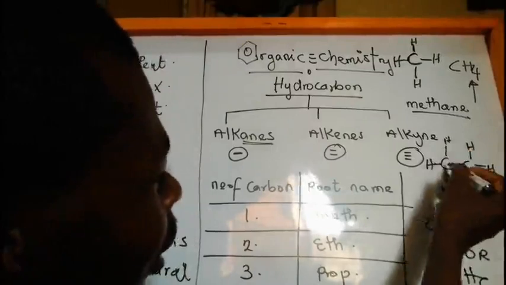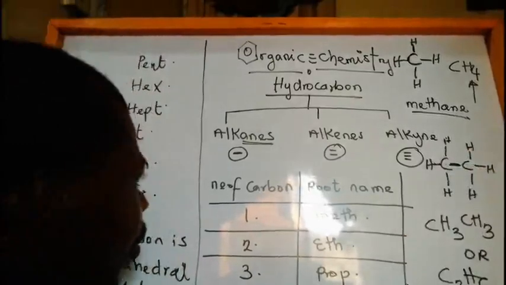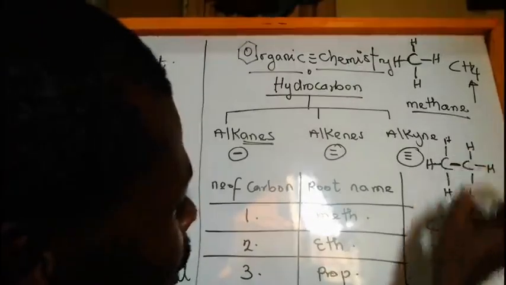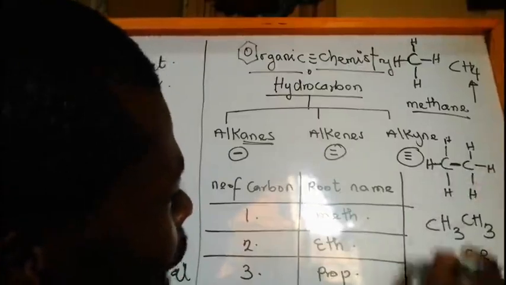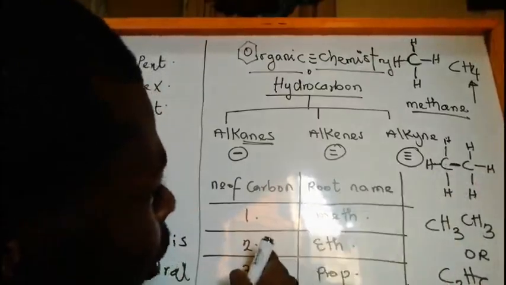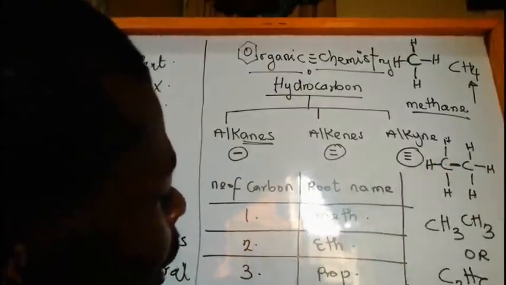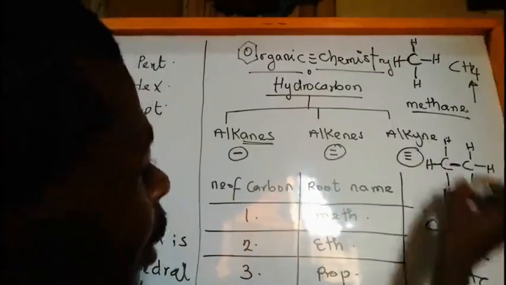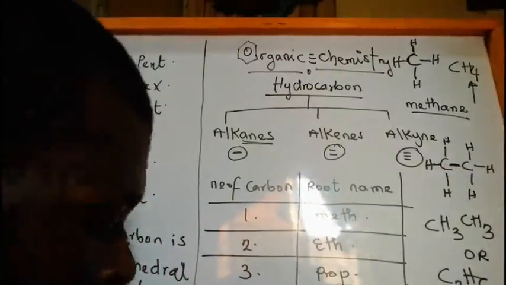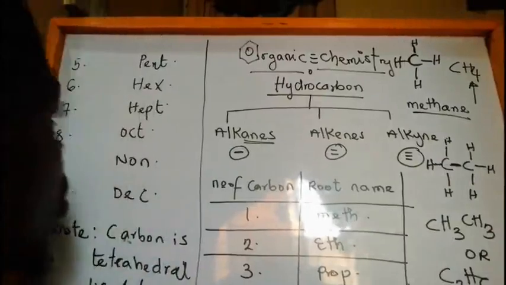So this is a carbon-carbon single bond also. The root name is going to be eth, because it has 2 carbon atoms, and then it is a single bond, so the parent name is going to be ethane. So this is ethane. We can do the same thing with other ones too.